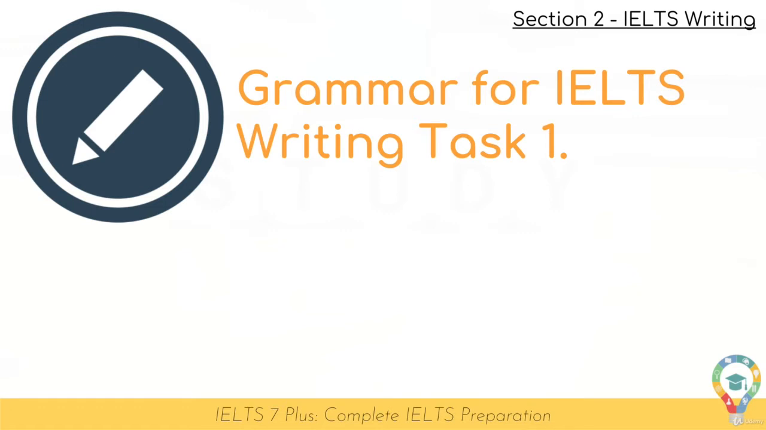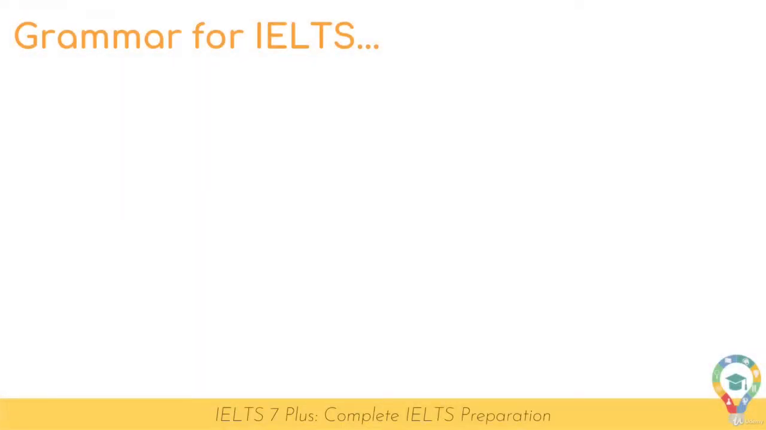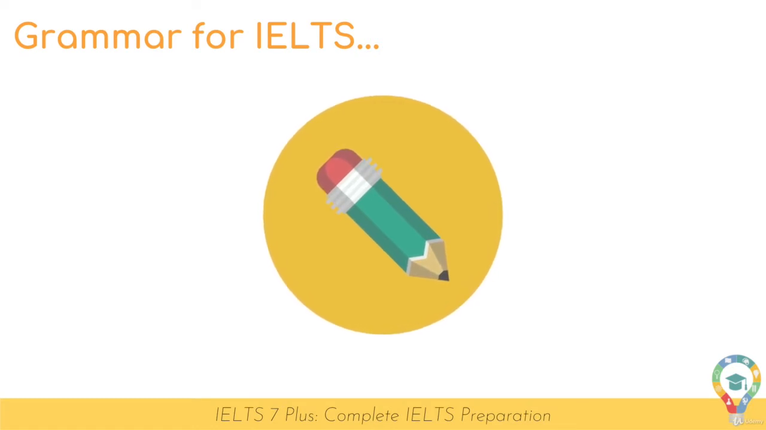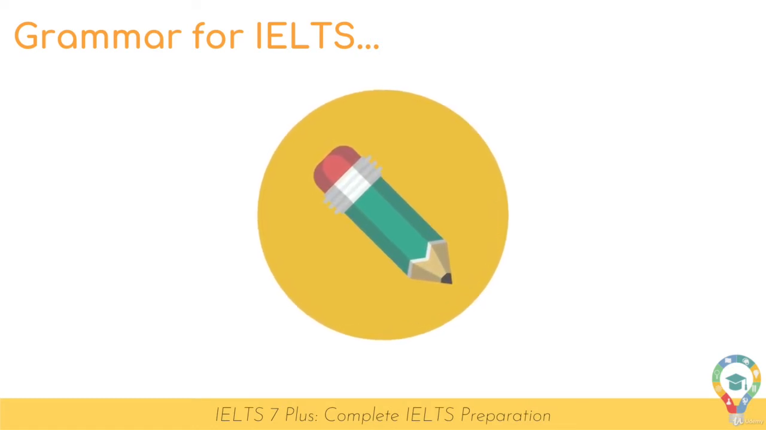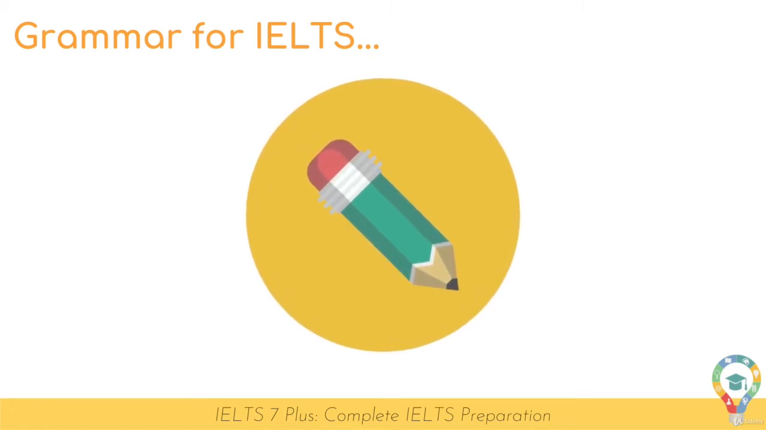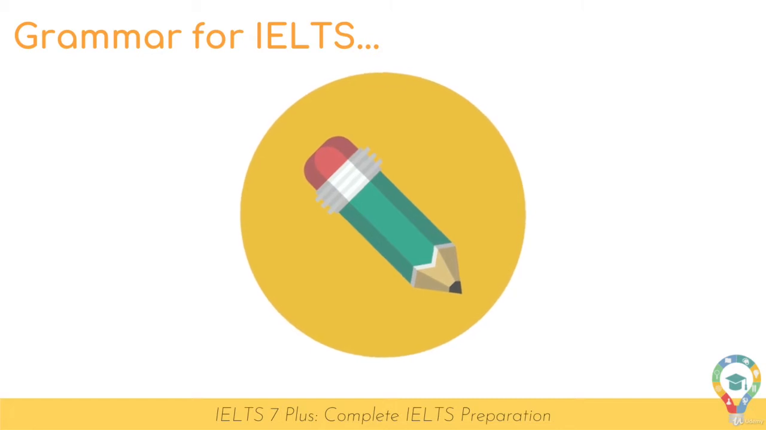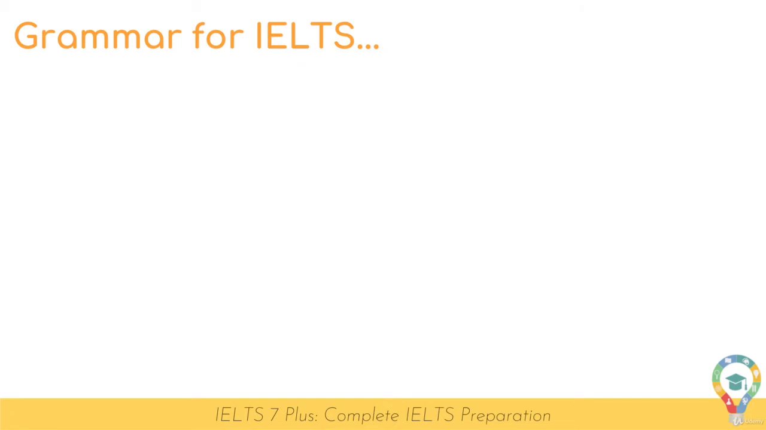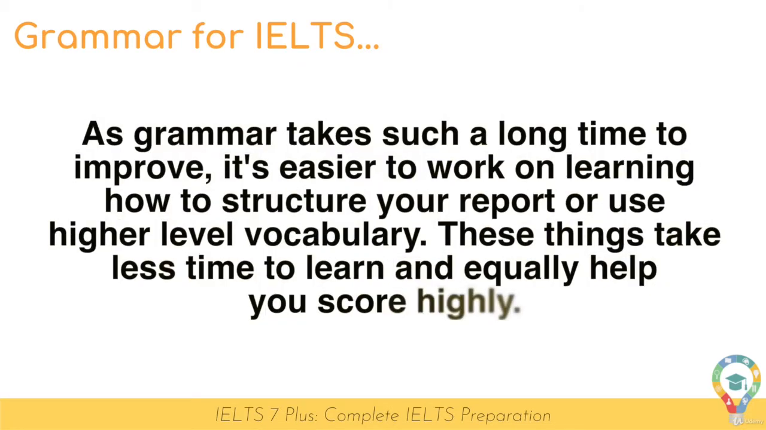Now for a quick word on grammar. As we know from looking at the band descriptors, grammatical range and accuracy makes up 25% of your overall IELTS Writing Task 1 mark. However, grammar takes a long time to really improve accuracy and fluency. I can show you lots of tips during this video, but you're going to need to do a lot of other things to practice and improve your grammar.